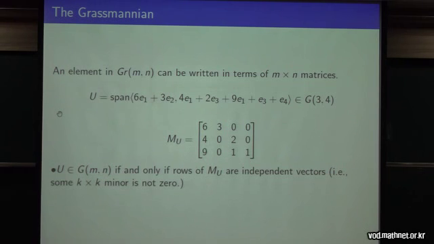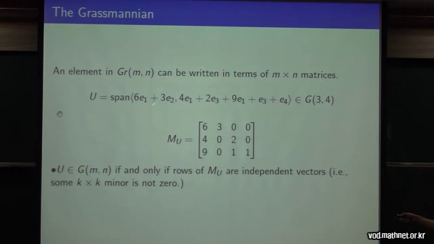An element in the Grassmannian can be written as a matrix, an n by n matrix. Let's say we have a three-dimensional space in C4, and then you can write this three-dimensional space by giving some bases.